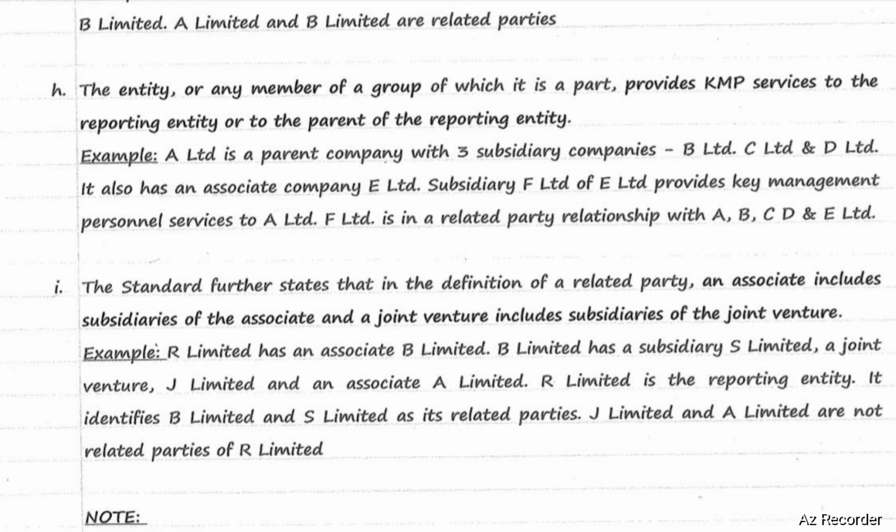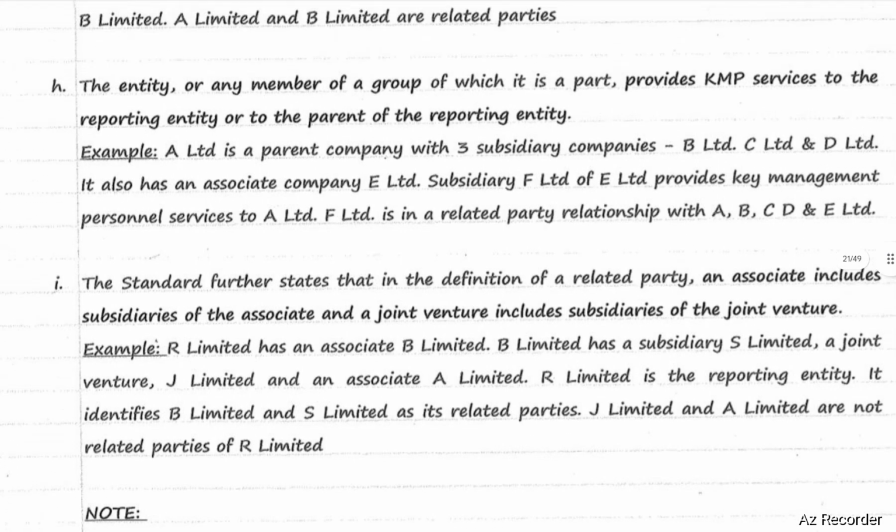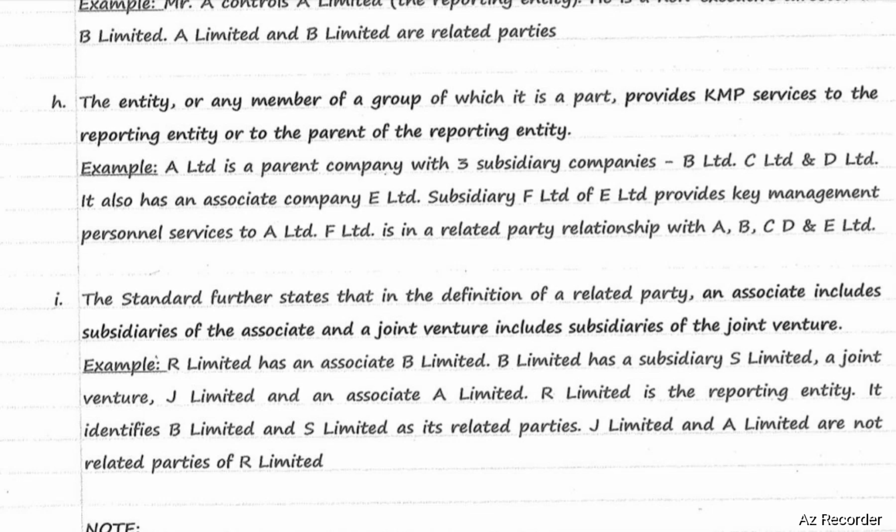The standard further states that in the definition of a related party, an associate includes subsidiaries of the associate and the joint venture includes subsidiaries of the joint venture. Example, R Limited has an associate B Limited. B Limited has a subsidiary S Limited, a joint venture J Limited and an associate A Limited. R Limited is the reporting entity. It identifies B Limited and S Limited as its related parties. J Limited and A Limited are not related parties of R Limited here.